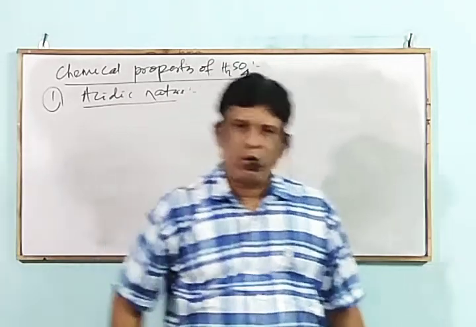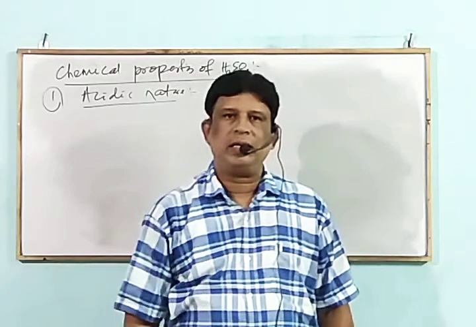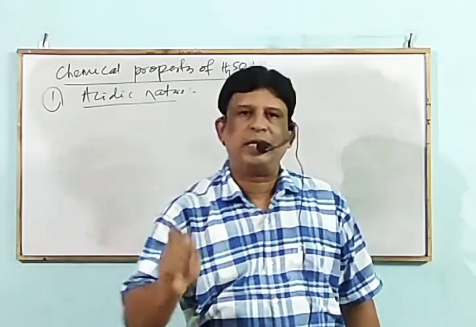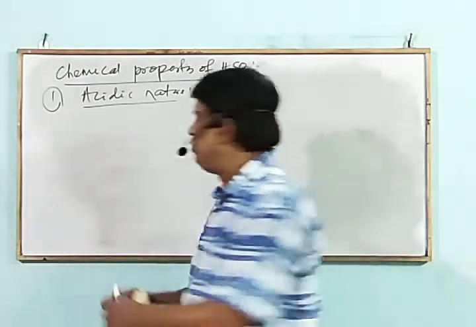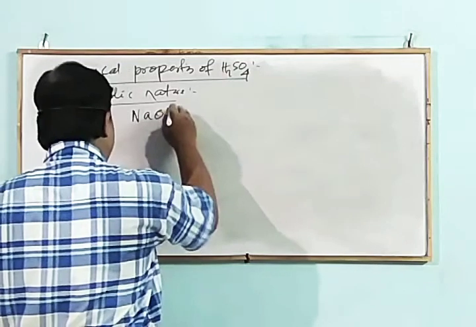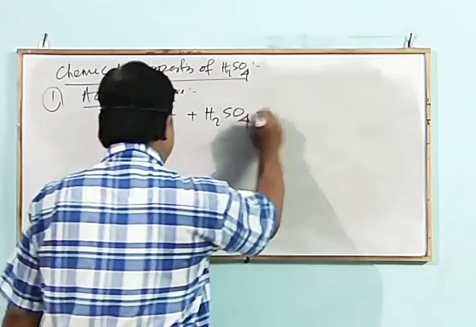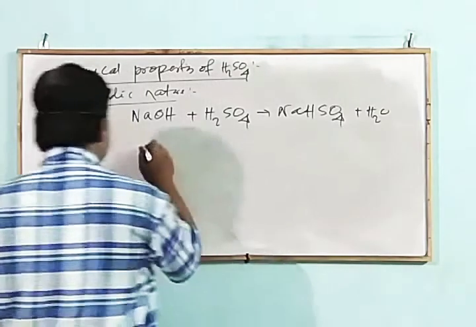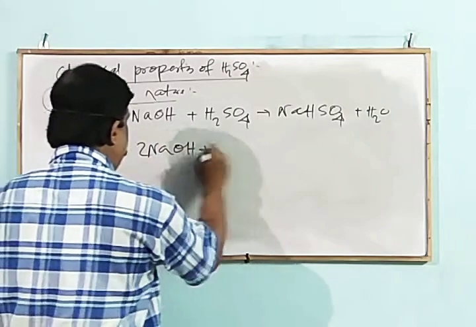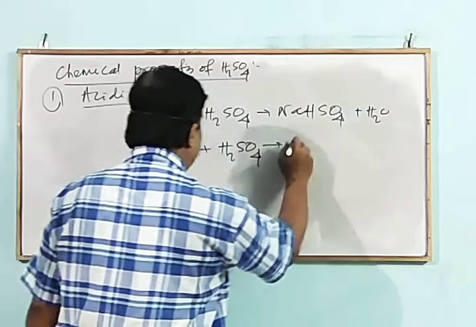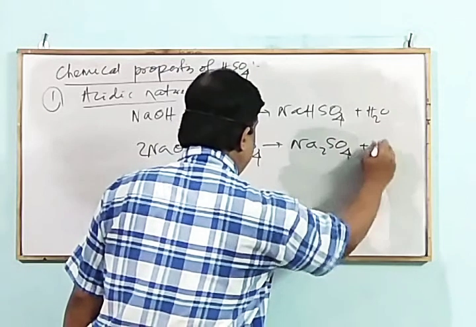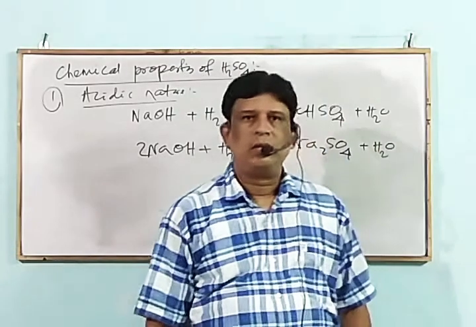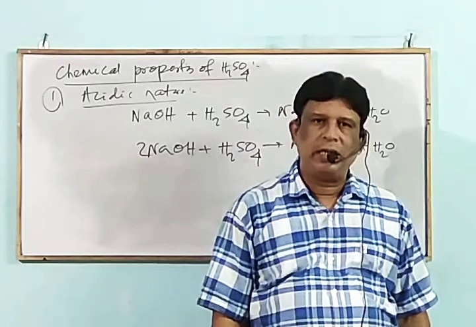We know sulfuric acid is a strong acid and it is a dibasic acid. That's why when it is combined with a base, it forms two series of salts. For example, sodium hydroxide plus sulfuric acid gives sodium bisulfate plus water. Sodium hydroxide plus sulfuric acid gives sodium sulfate plus water. These are examples, as a dibasic acid forms two series of salts.